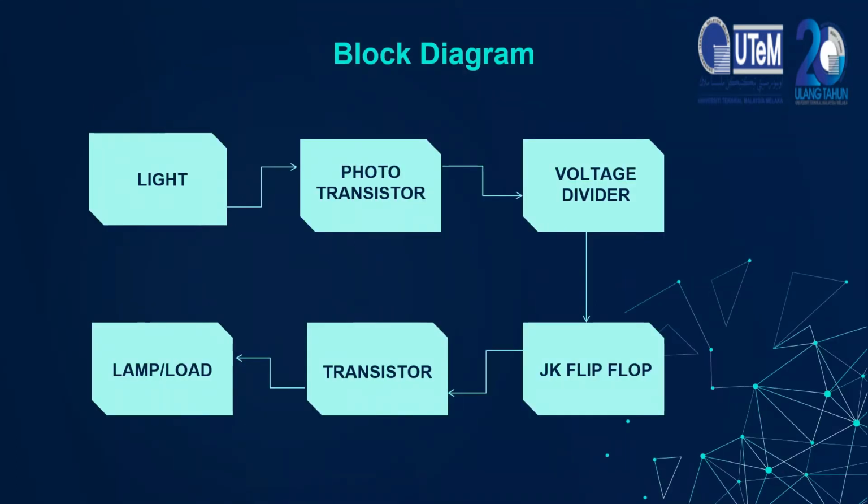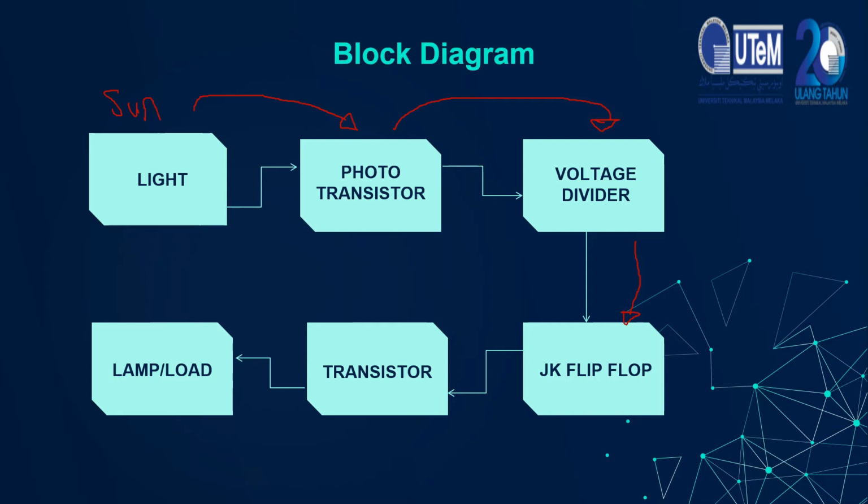So in this project, there is a light. Light means it's the sun, right? The sun will go to the phototransistor, and the phototransistor will detect whether it's night or day. Then it will go to the voltage divider. The voltage divider will send a signal to the JK flip-flop.